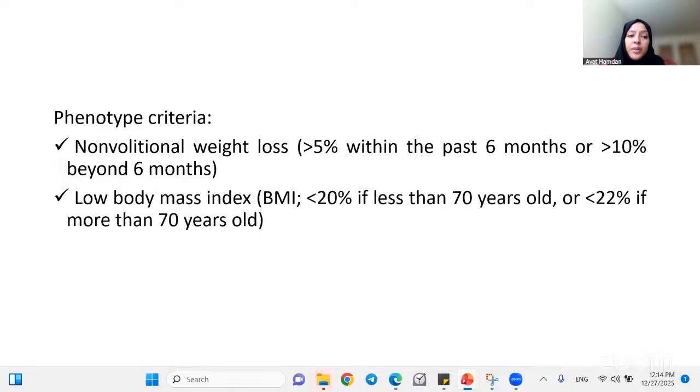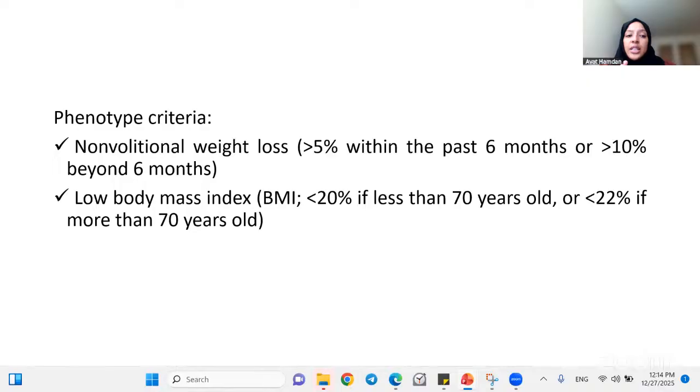The other phenotype criterion is if he has a low body mass index, that is BMI. The cutoff, if he is less than 70 years old, is 20. If he is more than 70 years old, it is 22. So you just want to check his BMI.